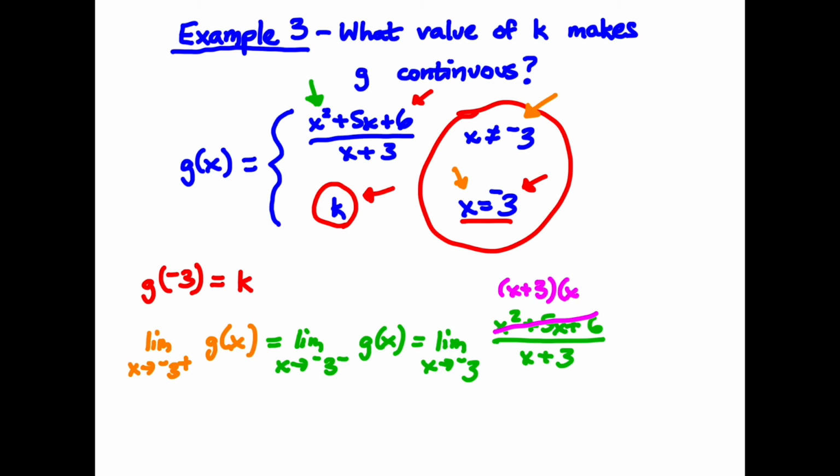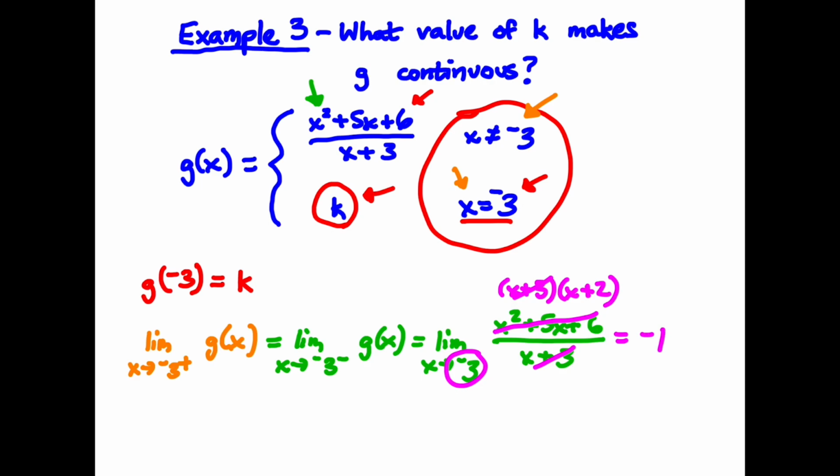We know -3 causes the 0, so that means that x plus 3 has to be a factor here. And if you notice now, this and this cancel. Now you're left with x plus 2. So that means you can do direct substitution. You can just plug the -3 in. -3 plus 2 is equal to -1.